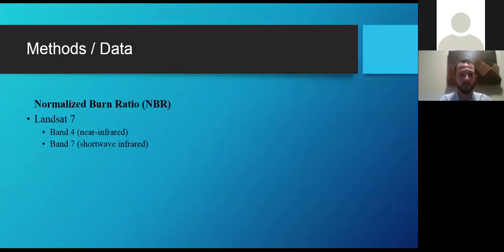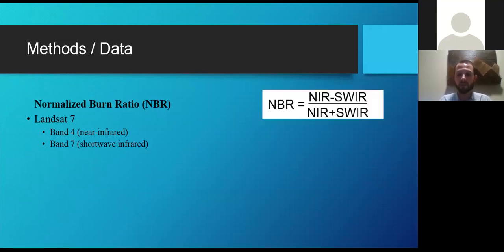Starting with the normalized burn ratio, I used Landsat 7 satellite data, because that was what was being used back in 2012. The combination of the bands were band 4 and band 7. And the equation is to the right. It's a simple equation. You're subtracting the near infrared from shortwave infrared, dividing by the sum, and then you're able to get pre-fire and post-fire normalized burn ratios.